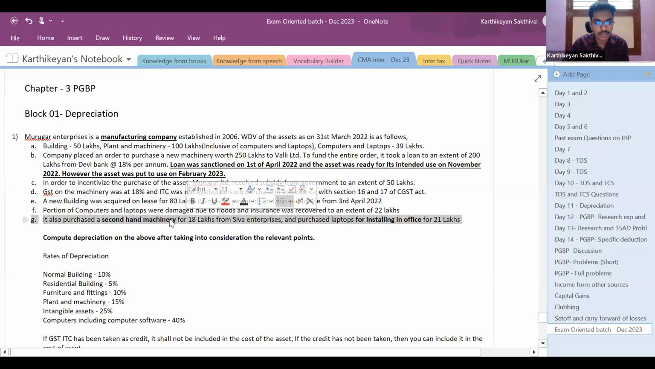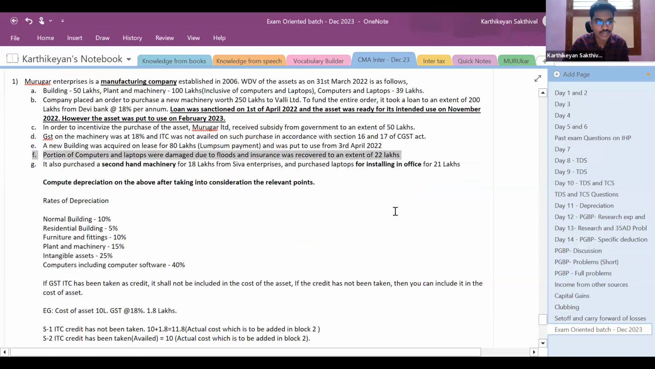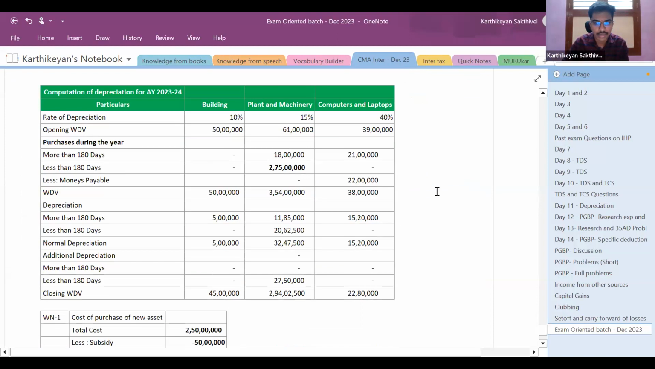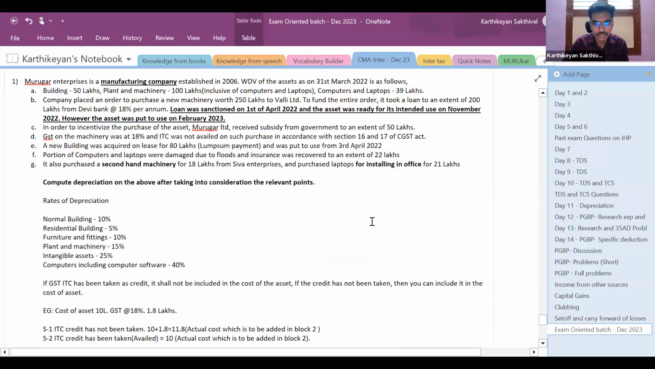Next, portion of computers and laptops were damaged due to floods and insurance was recovered to the extent of 22 lakhs. What should be done with this 22 lakhs? It is to be subtracted. Correct? It should be subtracted as money payable. Correct? Next.